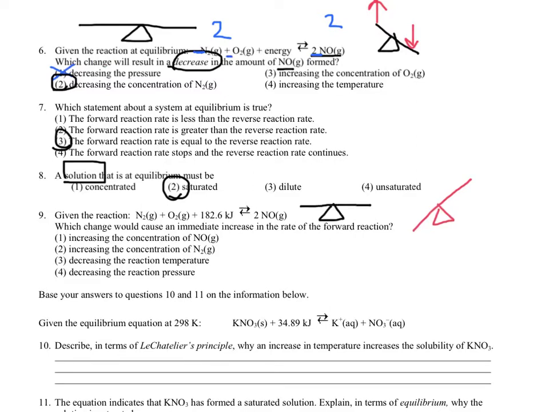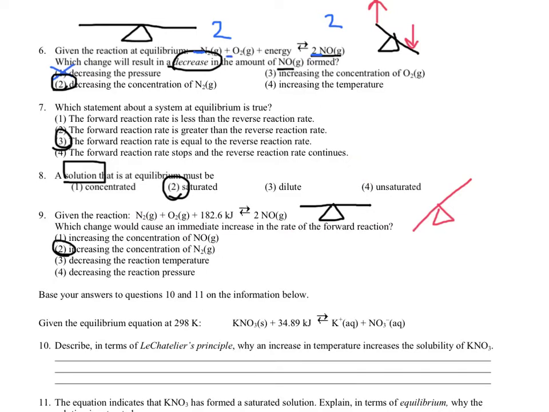Now let's consider our original seesaw. If I increase the concentration of nitrogen monoxide, a product, the seesaw is going to fall in this direction, which is not the direction we're looking for. Now if I increase the concentration of nitrogen, it's going to cause the seesaw to fall in this direction. So this is the best answer.